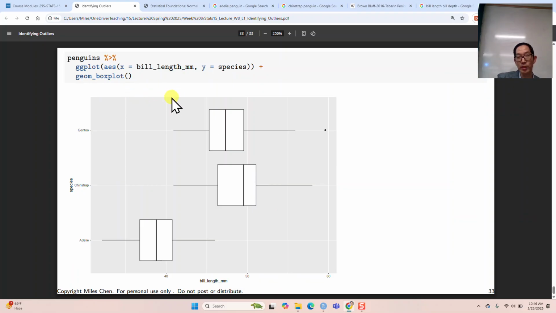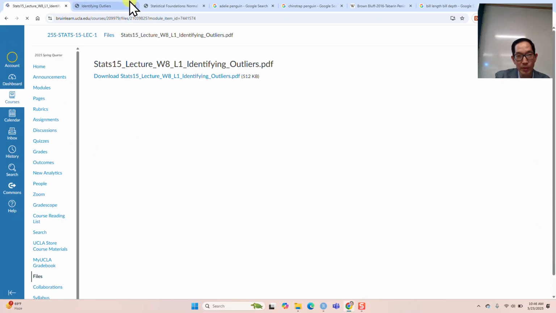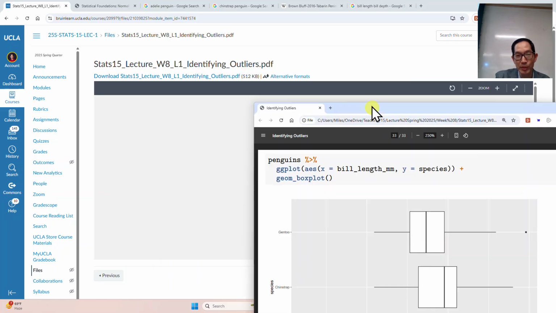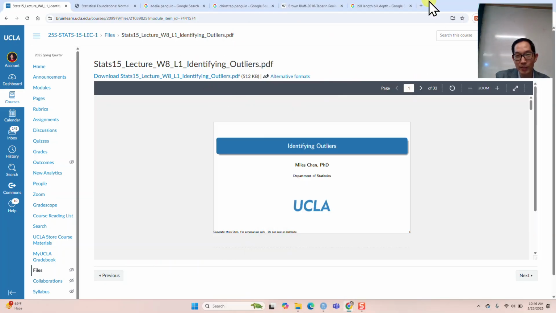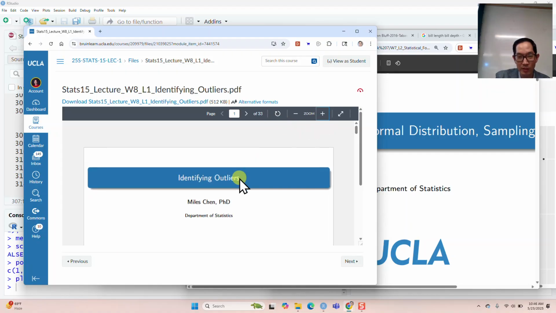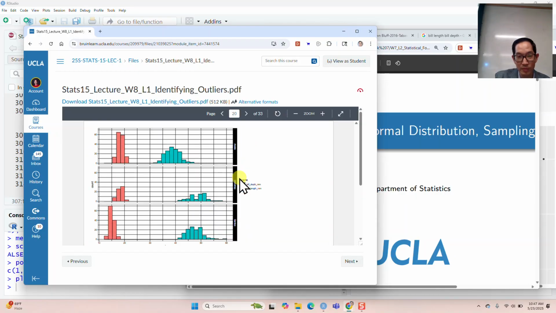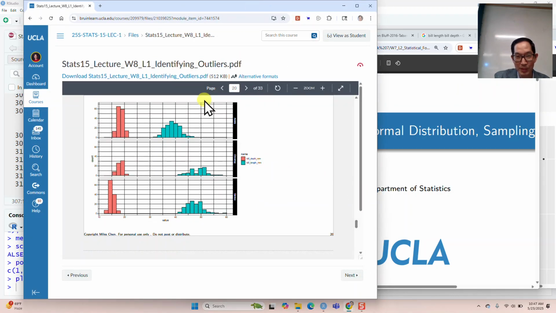If I do this for the penguins, I would take my penguins and put bill length on the x-axis, and separate them by species. As far as the Adelie penguins, let me see if I can pull this up here. I want you to see the comparison between the box plot and the histograms. It's a little bit hard to see.